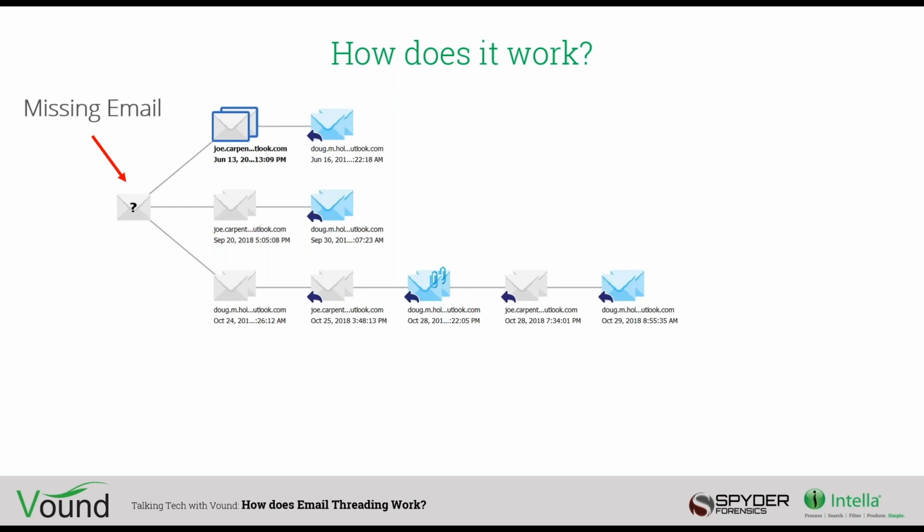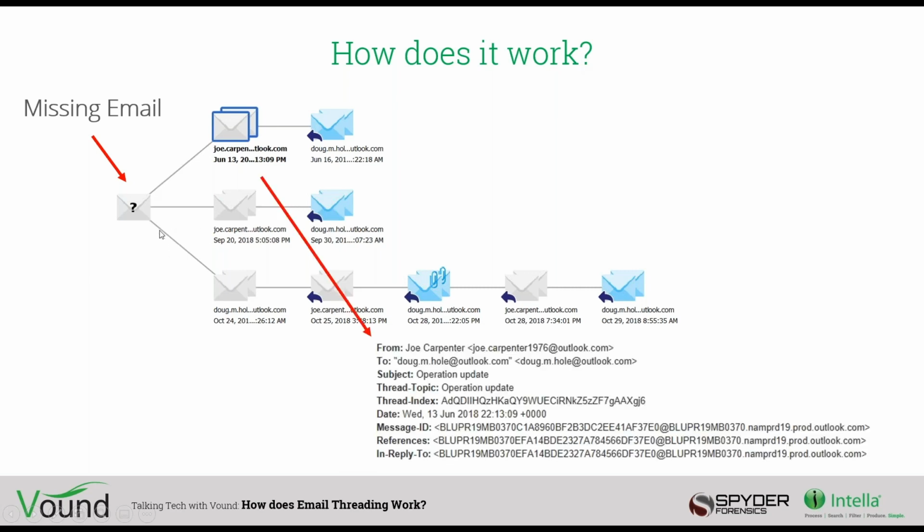So Intella looked at the headers for the first 3 emails in the second line here, and determined that the in reply to field, the message ID included in there, was not in my data set. If I actually look at one of those headers, I can see that we have an in reply to message ID and a references message ID that Intella was unable to find in the data set. So in this instance, I would go back to my customer and say, okay, well, I'm missing an email, any possibility that you can provide that to me?